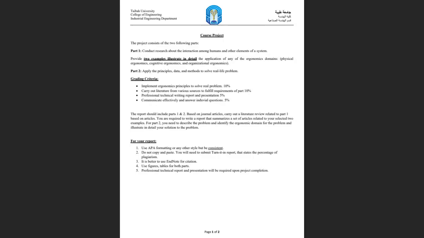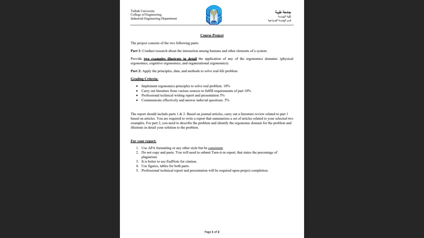The report should include both part 1 and part 2. Based on journal articles, part 1 will be done. You have to find papers or resources online to fulfill number 1 requirement or part 1 requirement. You are required to write a report, summarize a set of articles of those 2 examples.